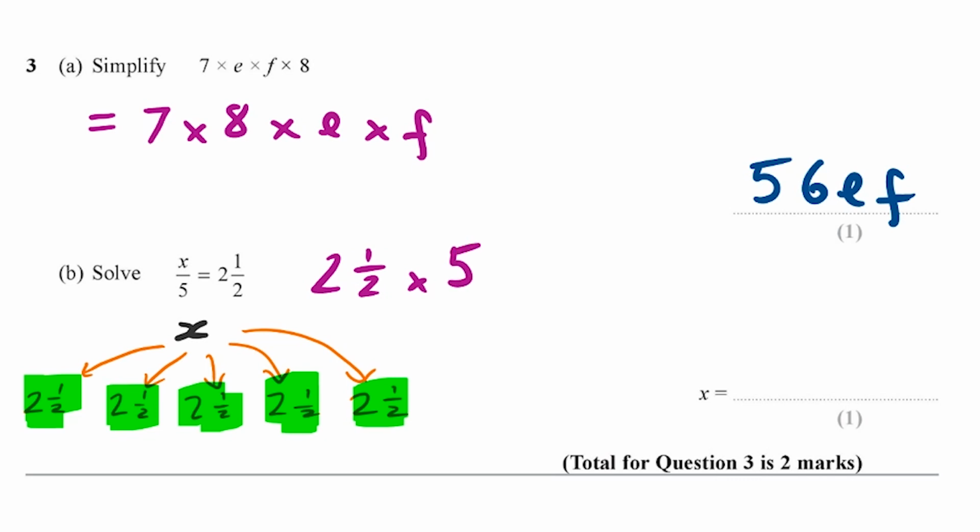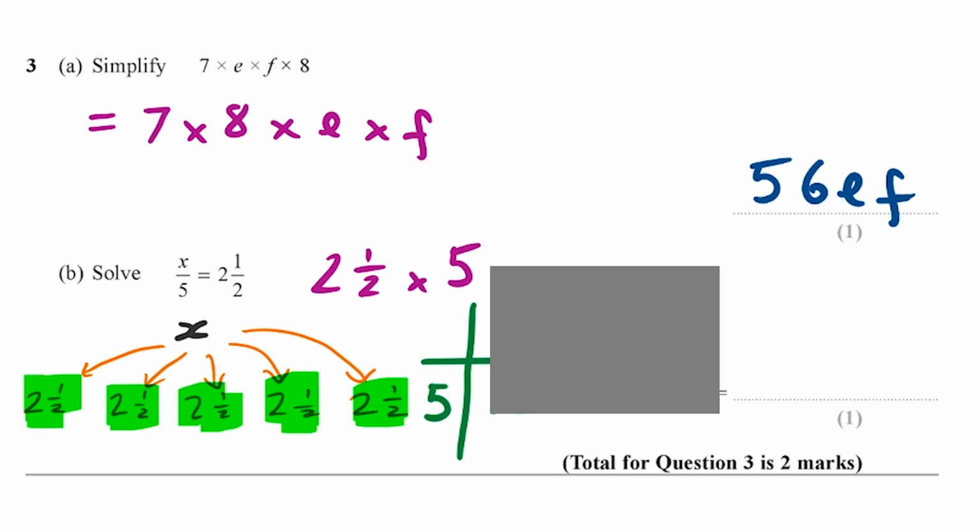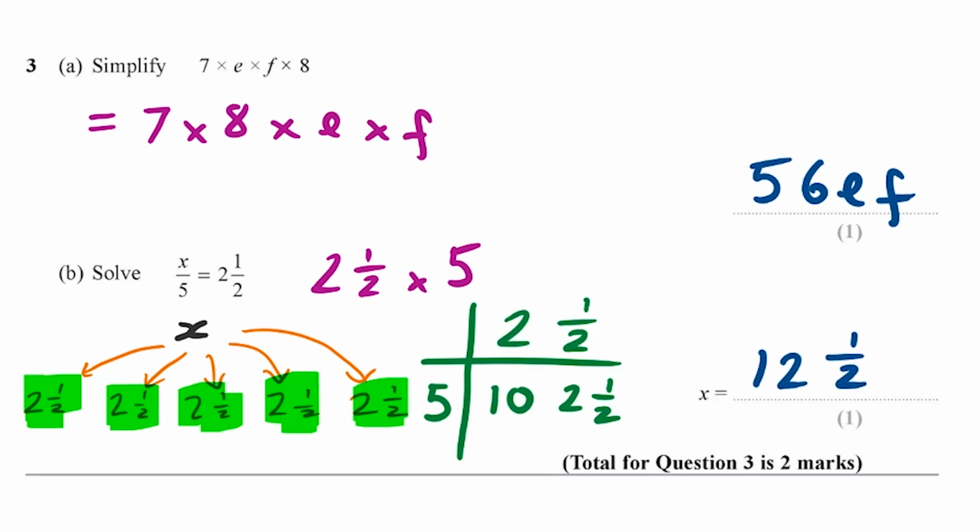So 5 times 2.5. I've used the grid method to do that, but you may well have another method you use, which is absolutely fine. Whichever method you feel comfortable with. But if you do that, 5 times 2.5, well, 5 times 2 is 10. 5 times a half is 2.5, and if I add those together, I get 12.5.